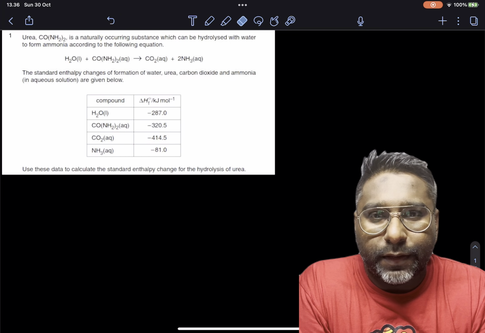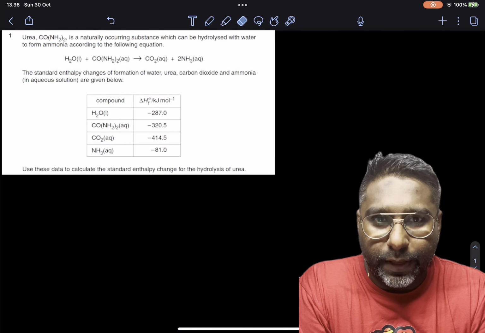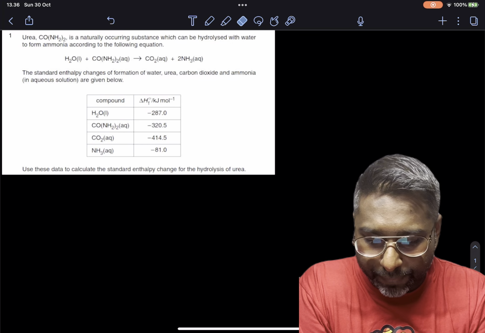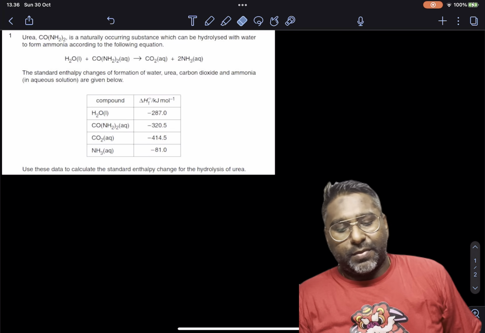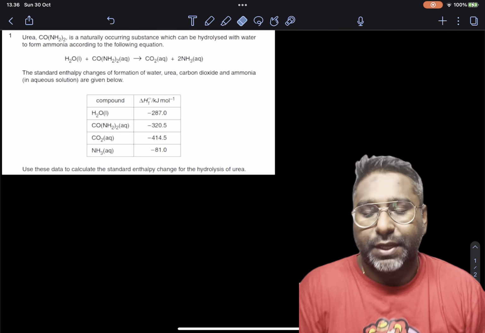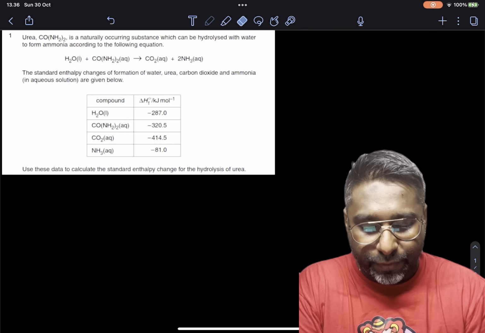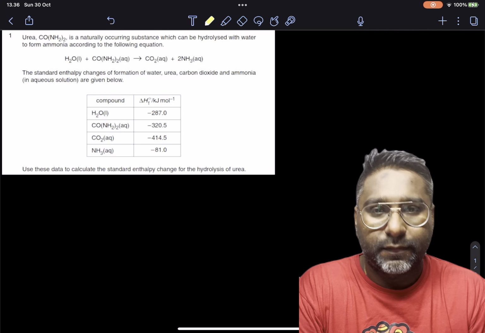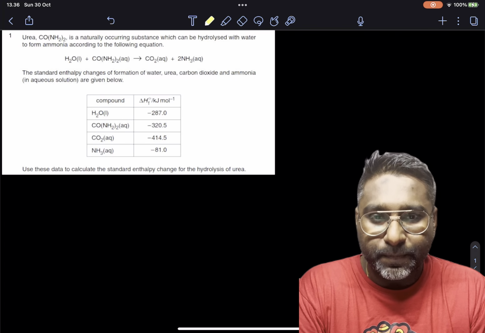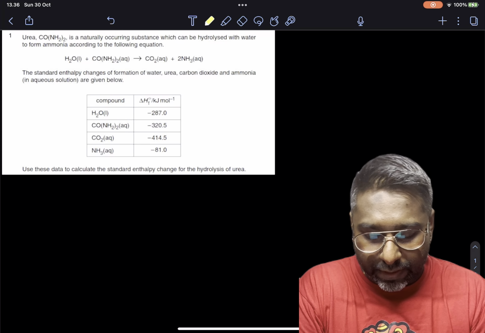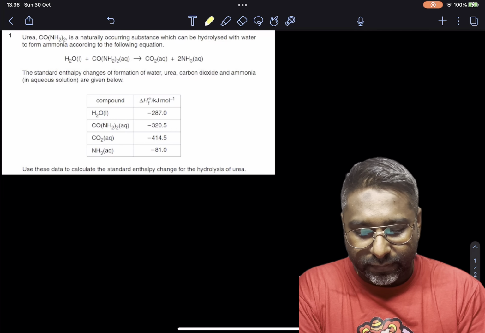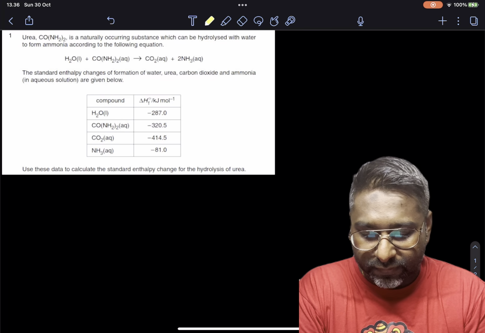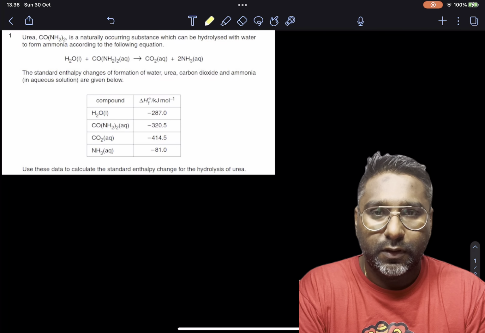Okay, guys, let's look at this particular question on Hess's law. They have given this equation: urea is a naturally occurring substance which can be hydrolyzed, given by the equation. So the equation is given for you. We need to apply Hess's law to solve this question. When we look at the information given, there are standard enthalpy changes of formation given for us to solve this question.